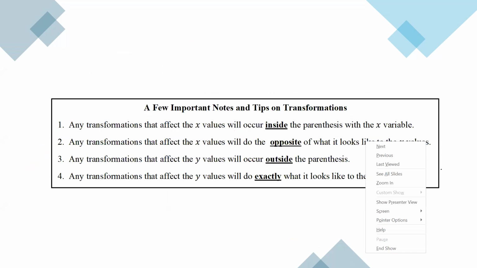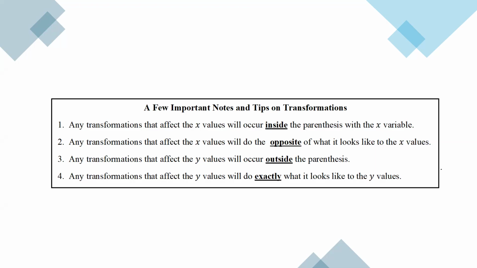A few important things that I want to make sure we're aware of. Any transformation that affects the x values will occur inside the parentheses with the x. Any transformations that affect the x values will do the opposite of what it looks like because x's are liars. If it says plus h, I'm actually subtracting h. If it says times b, I'm actually dividing by b. It's always going to do the opposite.